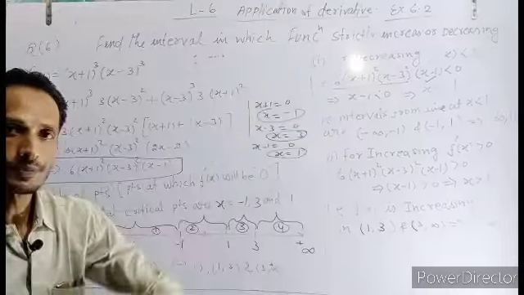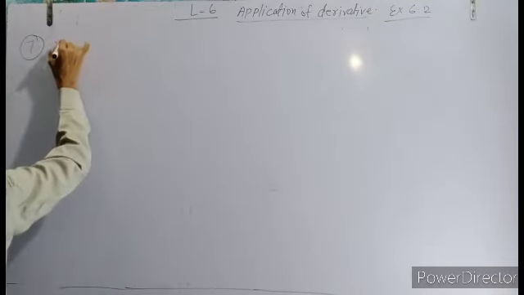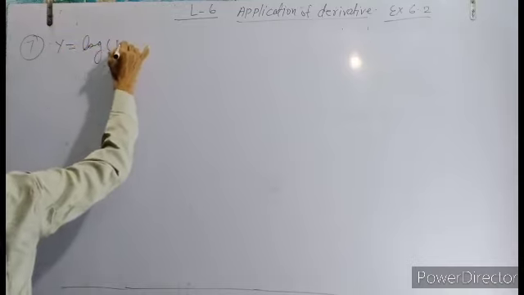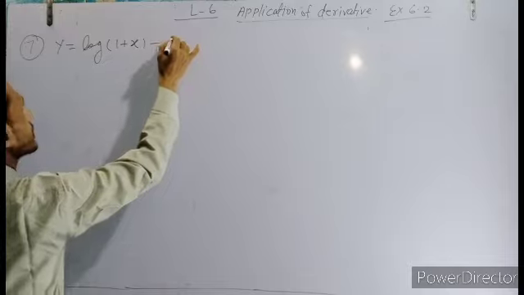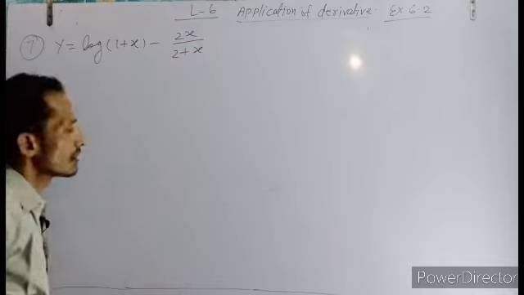Is that clear? Okay. Now let us start the next question. Question number 7. y equal to log of 1 plus x minus 2x upon 2 plus x. Okay, this is the question.